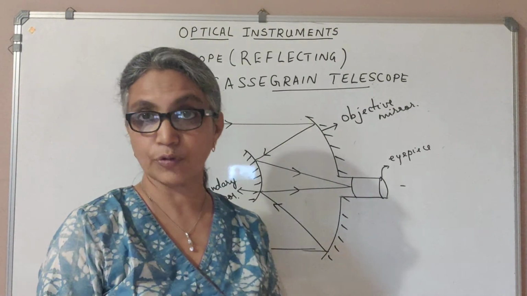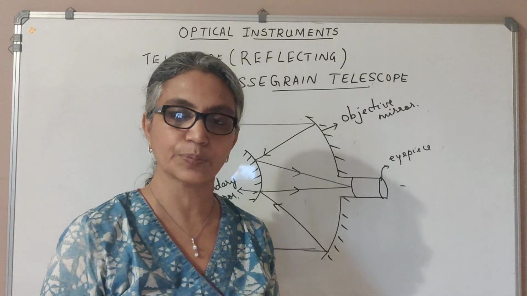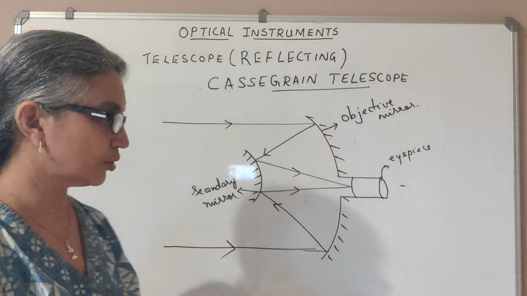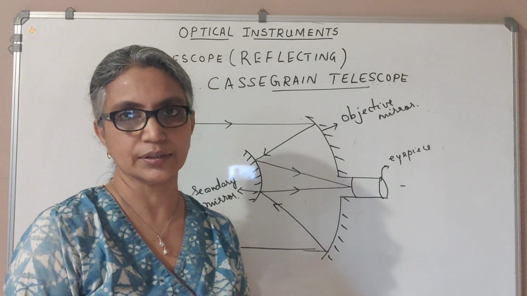So these are the 4 optical instruments that you need to know. In the previous session, we covered simple microscope and compound microscope. And today in this session we did refracting and reflecting type of telescope.